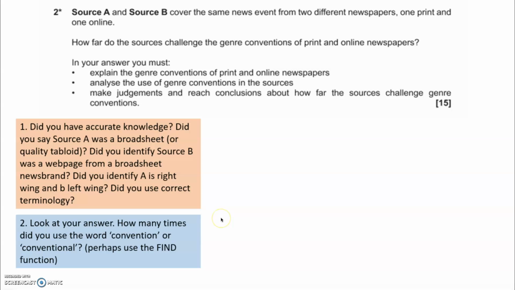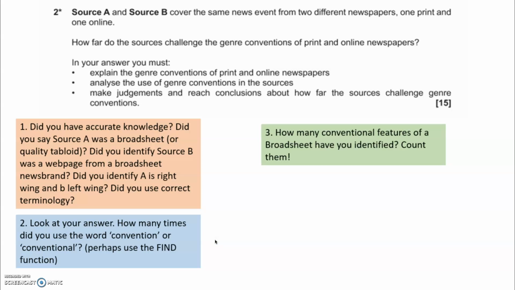Secondly, look at your answer and have a look for a moment at how many times you used the word convention or conventional. You were asked about convention. Were you talking about that? Didn't you talk about typical conventions? Broadsheets would normally have this, or conventionally a web page would be expected to look like this. You have to be clear in identifying that. Again, pause so you can highlight and pick those out. Check how many times you actually reference it. It should be quite a lot. And if it's not, that's something you can set yourself as a target.